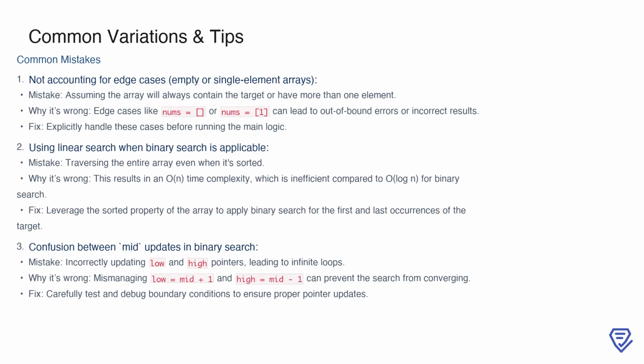Additionally, confusion often arises with updating the low and high pointers during binary search. If these aren't managed correctly, you could end up with infinite loops or incorrect results. Testing and debugging your boundary conditions thoroughly is essential to avoid this issue.